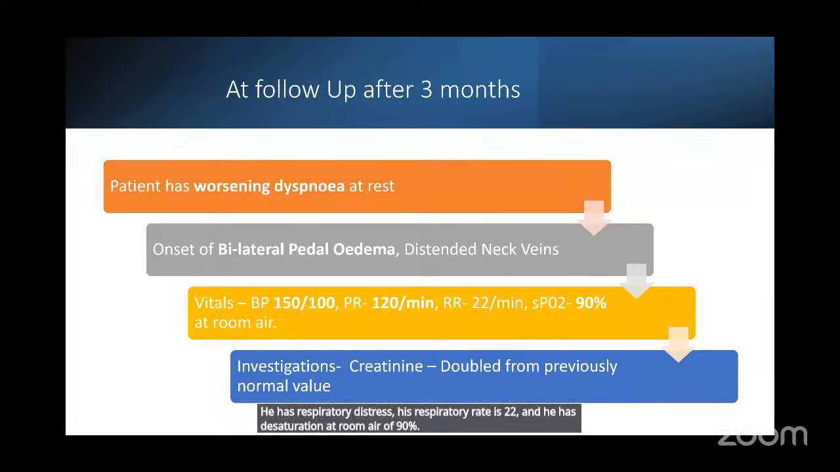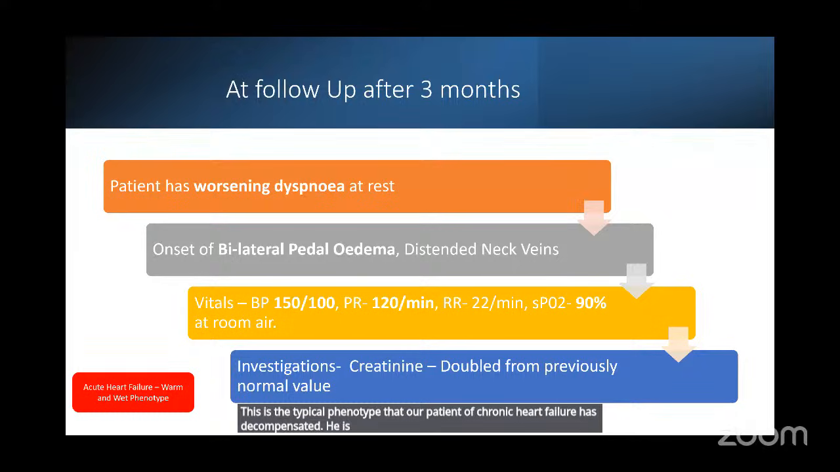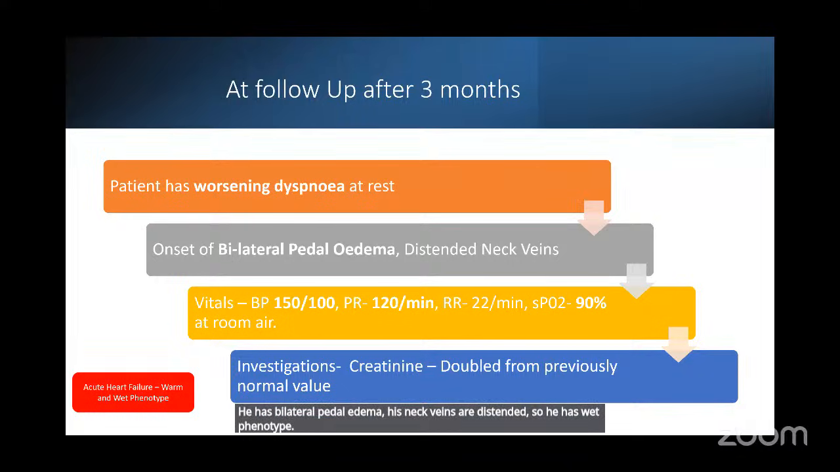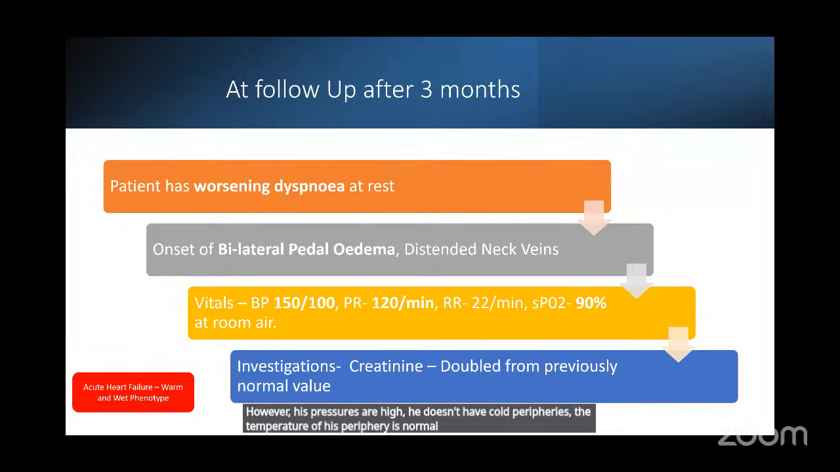We look further. His creatinine has doubled from his previously normal value. This is the typical phenotype that our patient of chronic heart failure has decompensated. He is an acute heart failure and as discussed previously, he is congested. He has bilateral pedal edema. His neck veins are distended. So he has wet phenotype. However, his pressures are high. He doesn't have cold peripheries. The temperature of his periphery is normal. So this is the warm and wet phenotype.